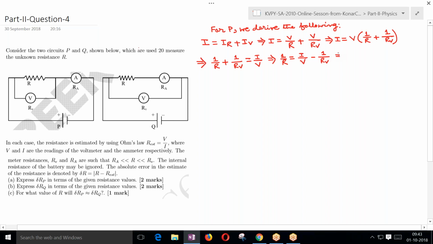So from here we get 1 by R is equal to I into R_V minus V divided by V into R_V. So from here we get the value of R as V into R_V divided by I into R_V minus V. This implies R is equal to, let's take V by I common, then we get R_V divided by R_V minus V by I.